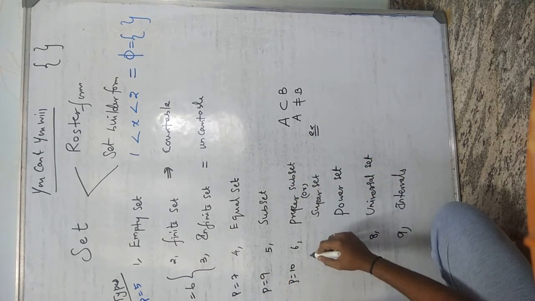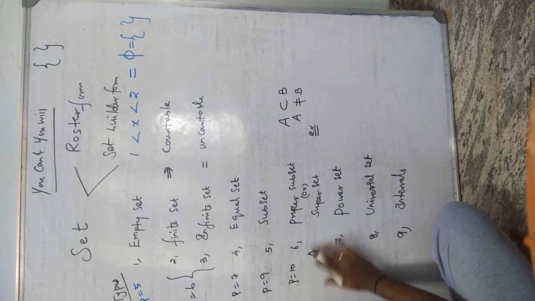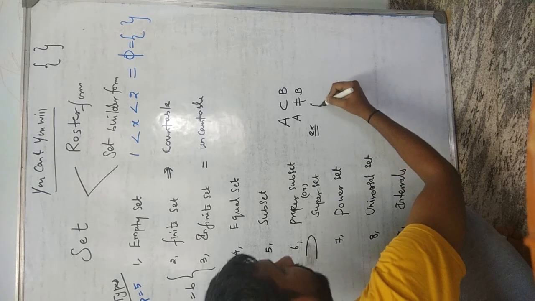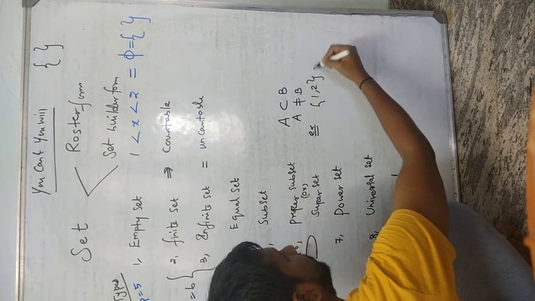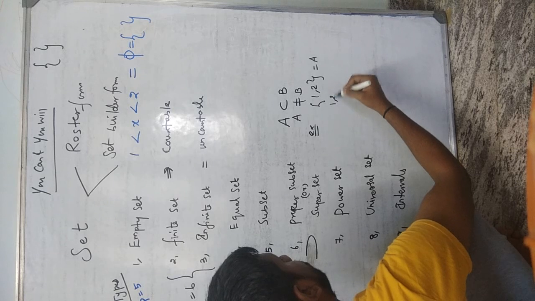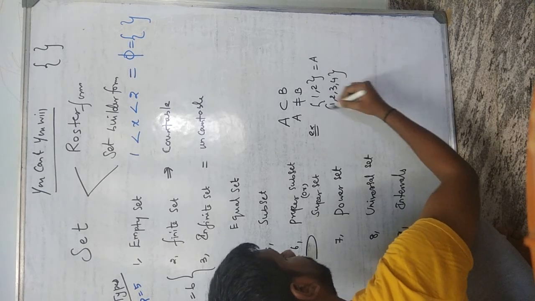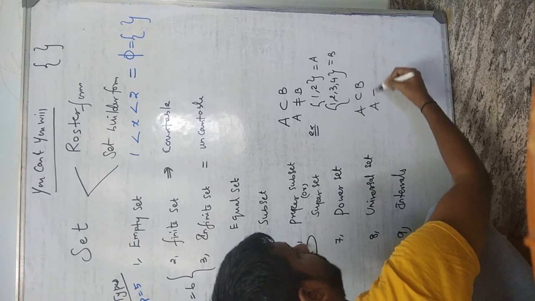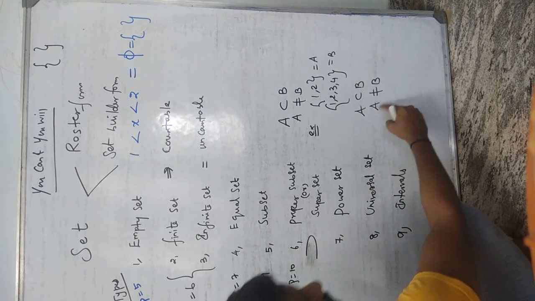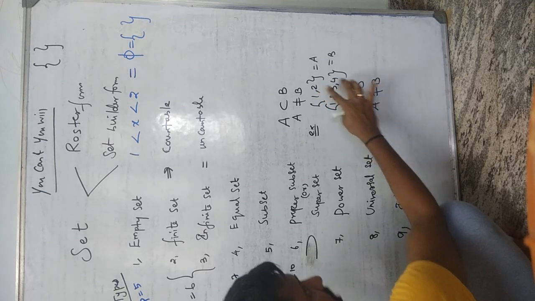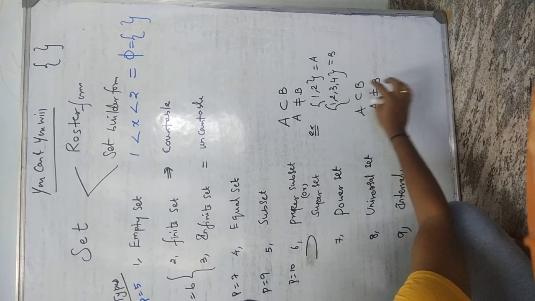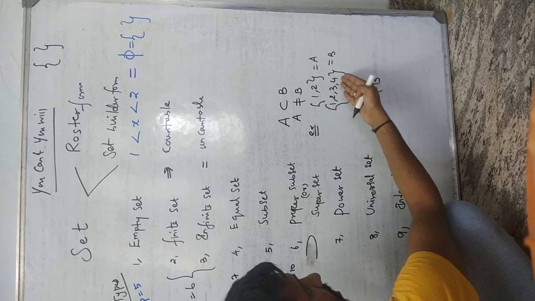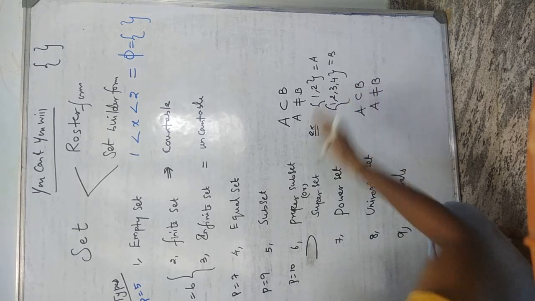So superset can be represented by this symbol, which is the reverse of subset. A is a subset of B, that is 1 comma 2 is set A and 1, 2, 3, 4 is set B. So A is a subset of B, but A is not equal to B. Here 1 comma 2 alone must be there. But A is not equal to B. Yes, it is true. Here 1 comma 2, and here 1, 2, 3, 4. 4 elements here, 2 elements there. So A is not equal to B.